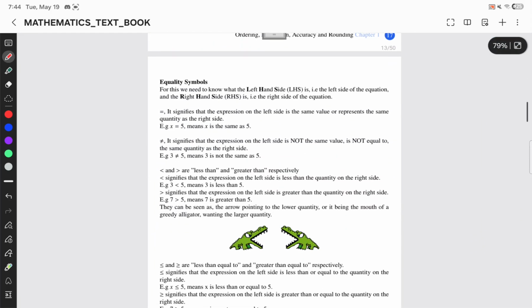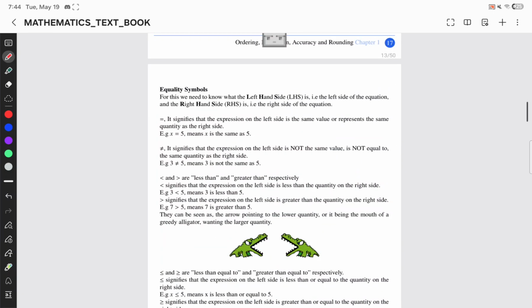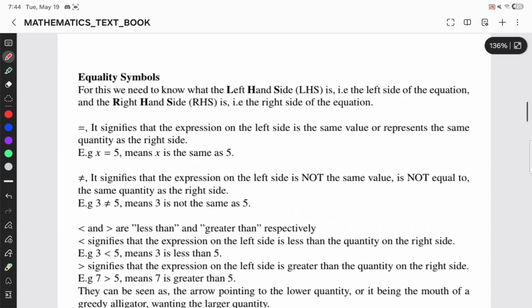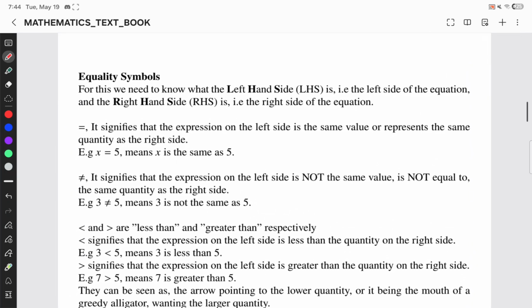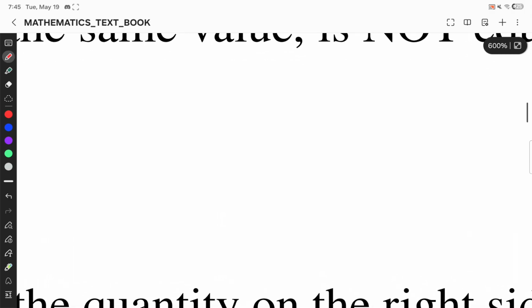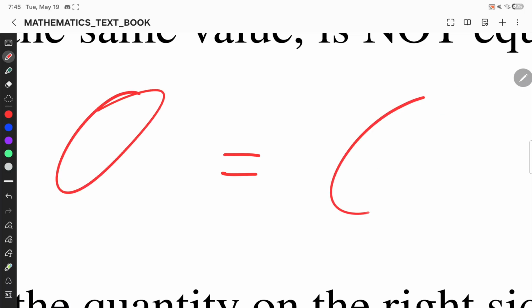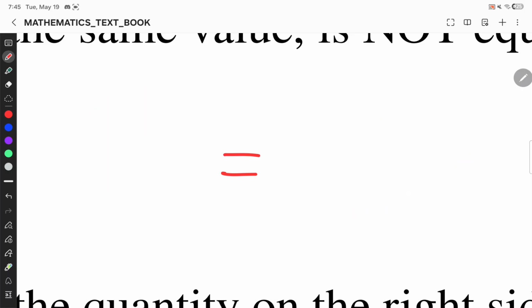Next is equality and inequality symbols. For this, you need to know what the left hand side and the right hand side of the equation is. So if you have watched a few of my videos, you may see me saying make this the left hand side, make that the right hand side. I don't remember if I ever said that, but in algebra videos, normally algebra, calculus, blah blah blah, you have these left hand side, right hand side.